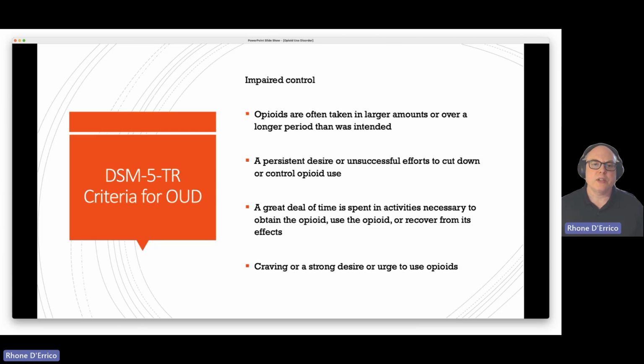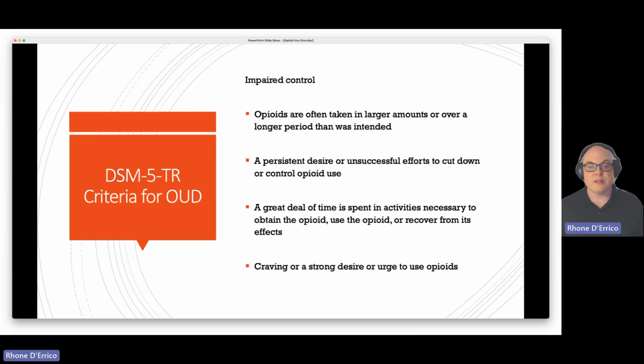So first, we're talking about impaired control. What does that mean? Well, that can mean that opioids are taken in larger amounts or over a longer period than was intended. And that was part of that problematic pattern, right? This is where you're taking more than you need or for longer than you need or both. Again, I'm going to remind you that as we go through these, you only have to meet 2 of these individual criteria. Okay, so the second one is a persistent desire or unsuccessful efforts to cut down or control opioid use.